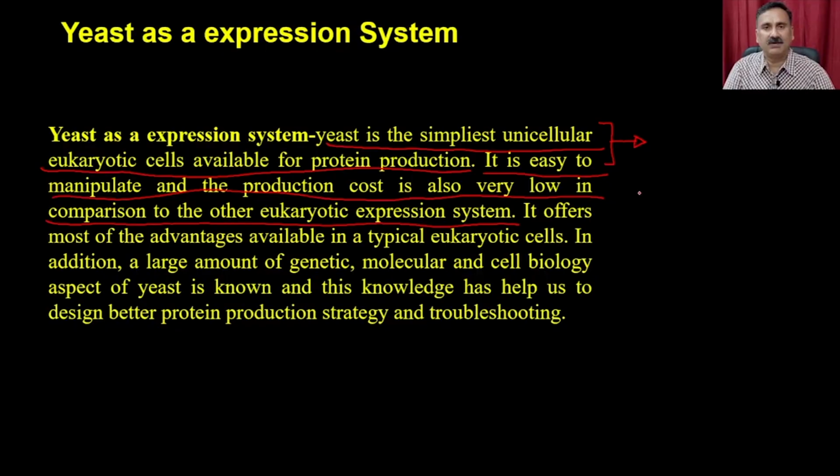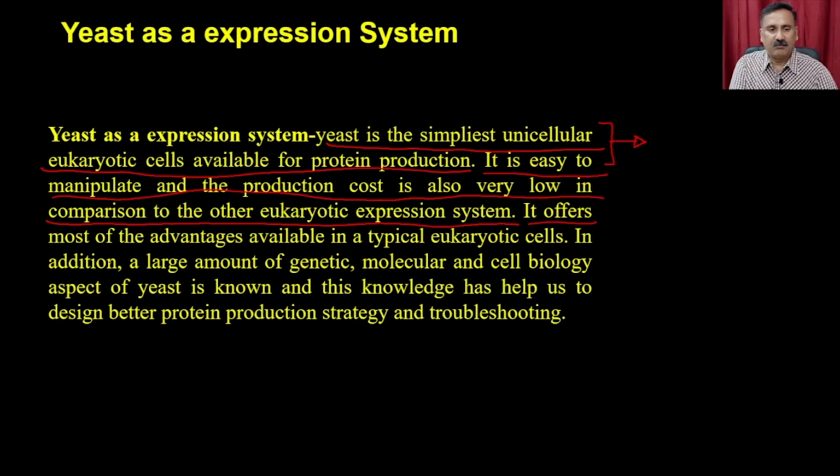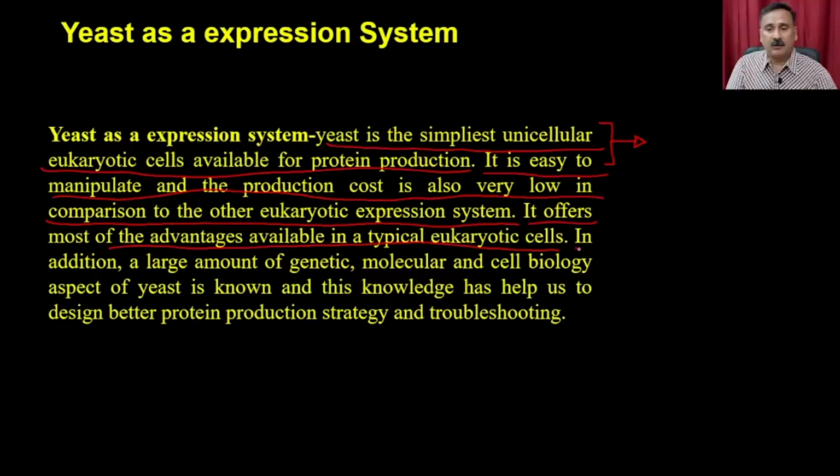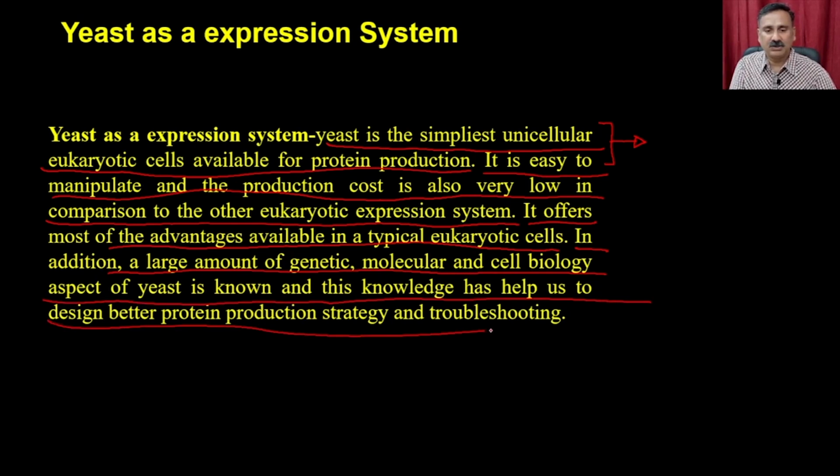Remember that when we were discussing gene delivery, we said you can use multiple chemical methods as well as other kinds of methods to deliver the gene of your interest into yeast cells. It offers most of the advantages available in a typical eukaryotic cell, right? It has eukaryotic machinery, the nucleus, and all the other organelles present in a eukaryotic system. In addition, it can provide glycosylation of the protein, which is an added feature. A large number of genetic, molecular biology and cell biology aspects of yeast are known, and this knowledge has helped us design better protein production strategies and troubleshooting.